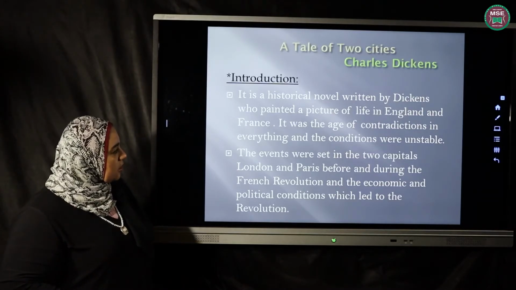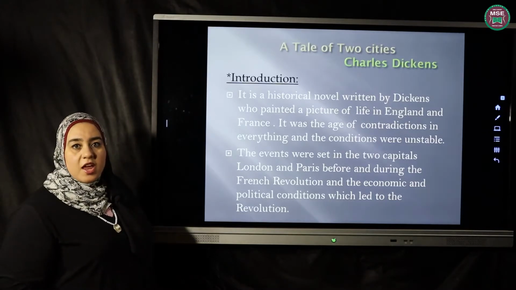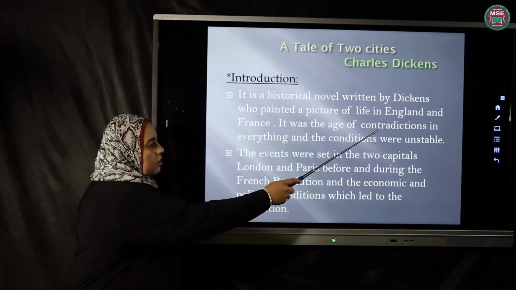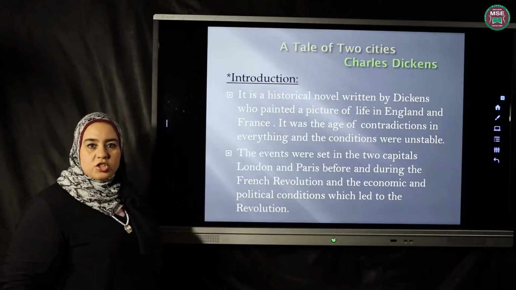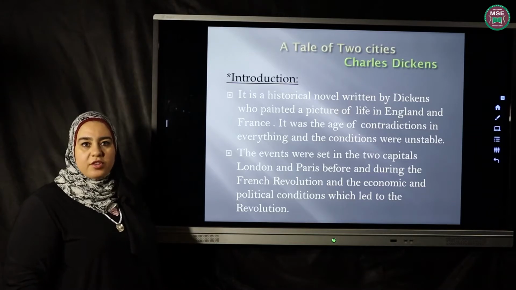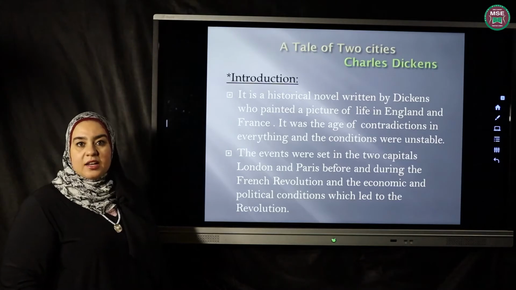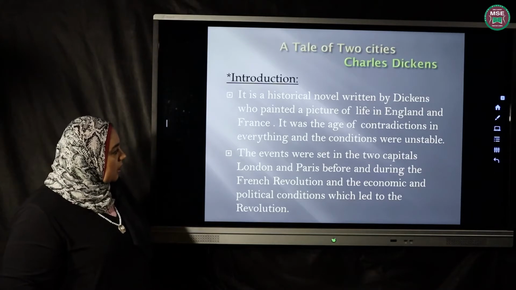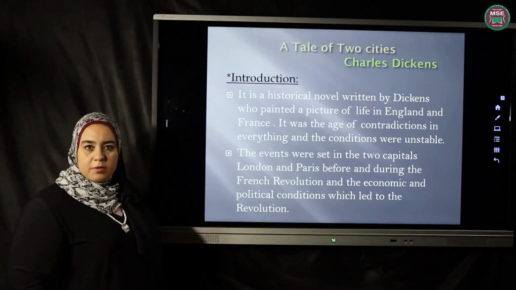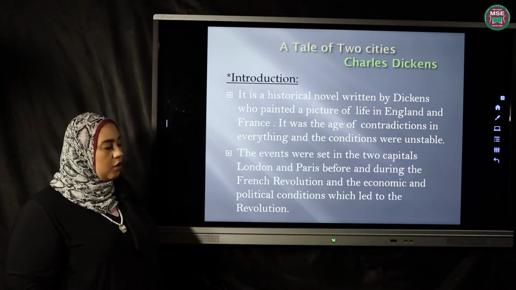It was the age of contradictions in everything, and the conditions were unstable. It was the age of contradictions. Contradictions, what do you mean by the word contradictions? The opposite of everything. You can find the opposite of everything. Very rich people, very poor. Very happy people and very sad. Everything was and its opposite. And the conditions were unstable. The two countries were in very bad conditions.